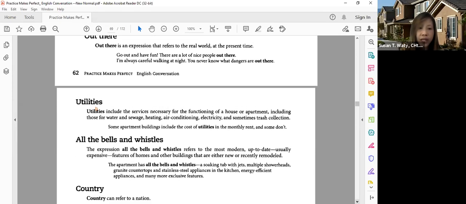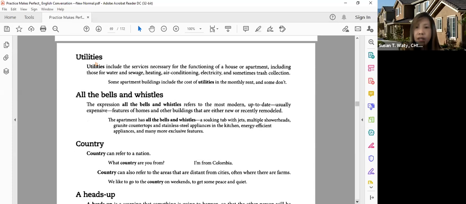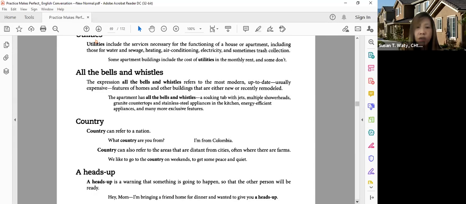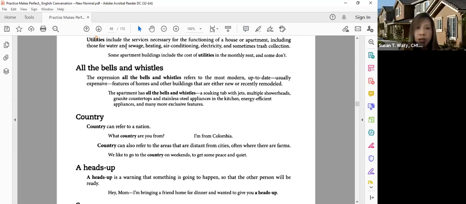And next we have utilities. Utilities is bills to function in a house or an apartment, including water, heating, air conditioning, electricity, and sometimes trash. Now we have "all the bells and whistles," which refers to the most modern, updated, remodeled building. So instead of having just a regular bathroom, it's going to be upgraded with multiple shower heads and a bathtub. That's what all the bells and whistles means.